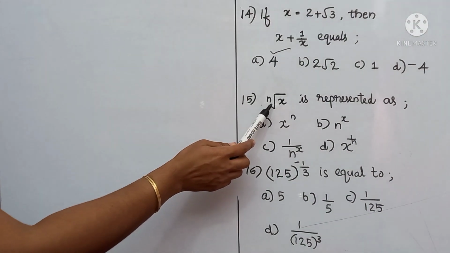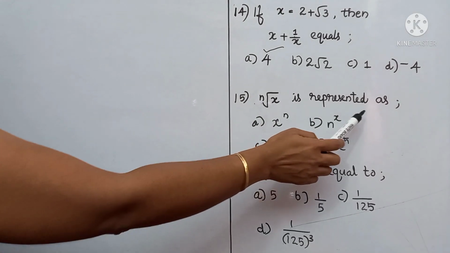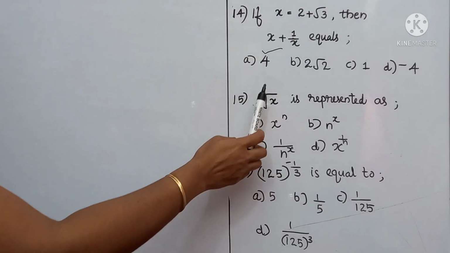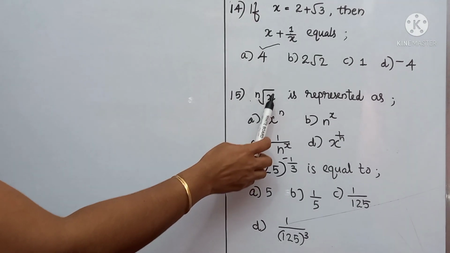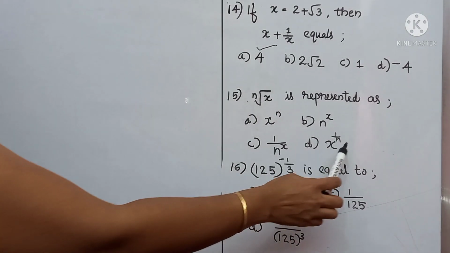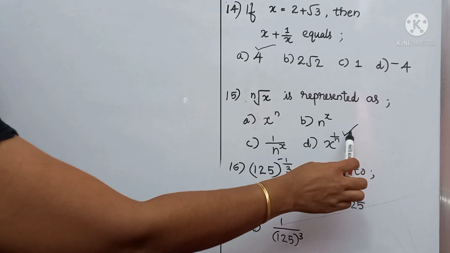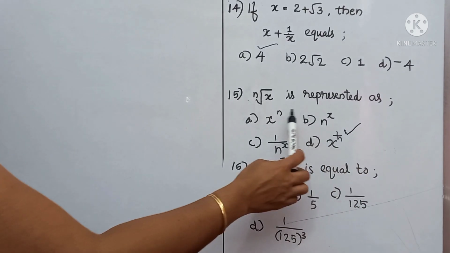Question number 15. Nth root of x is represented as, this is a knowledge level question. We know nth root of x can be written as x raised to 1 by n.